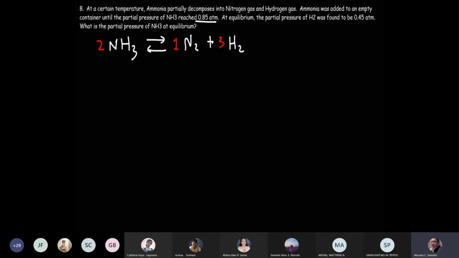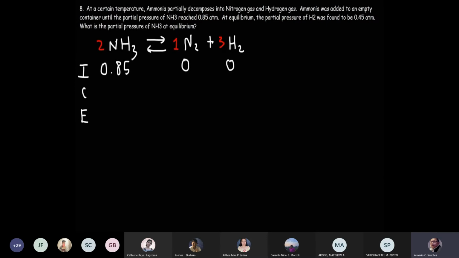Whenever you have information at equilibrium and before the reaction begins, you need to write out an ICE table. Initial, change, equilibrium. So initially, the partial pressure of NH3 is 0.85. We don't have anything else in that container, so the partial pressure of the products is 0.